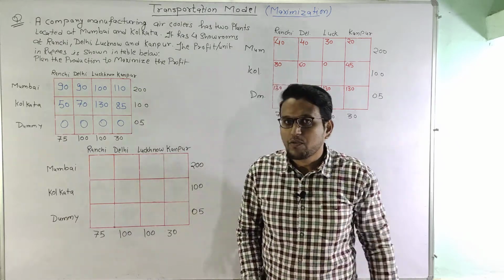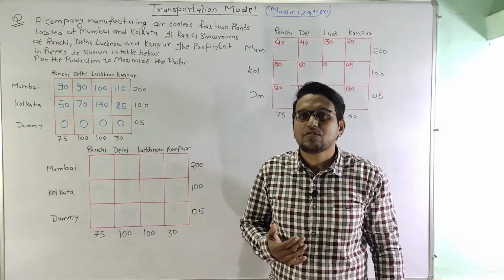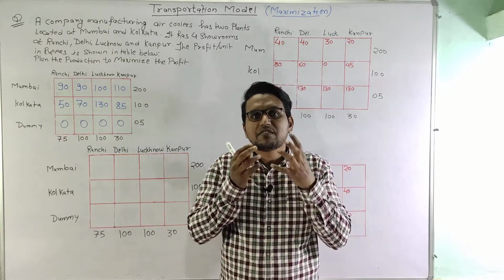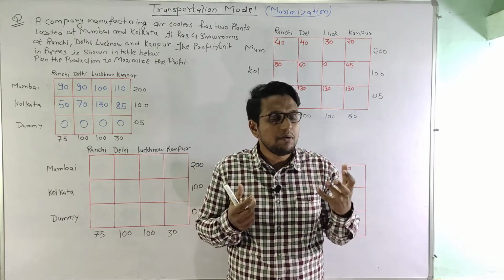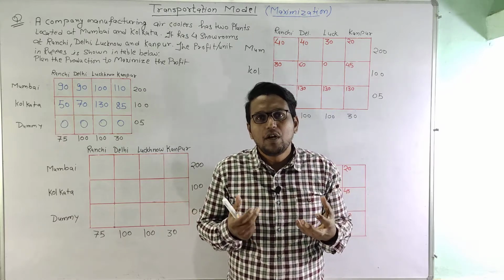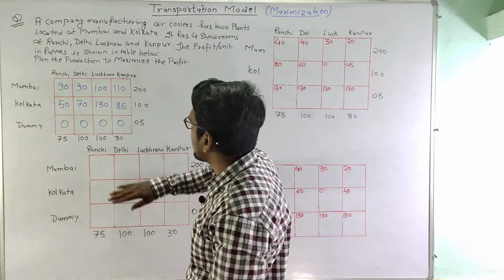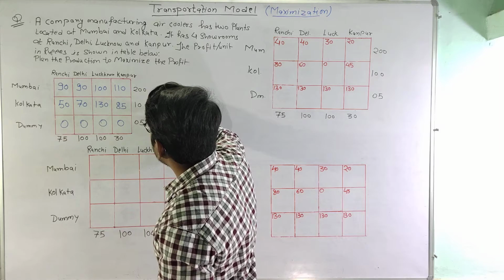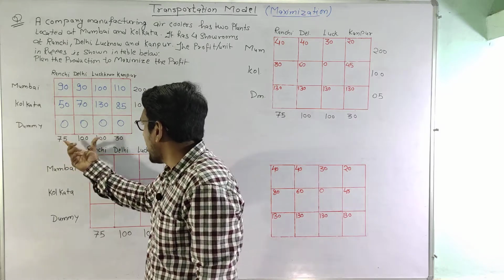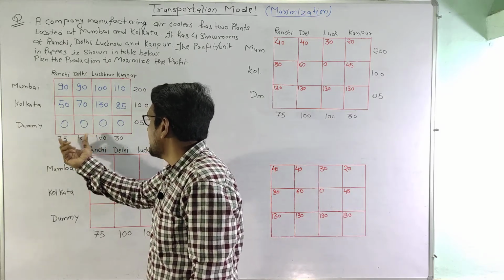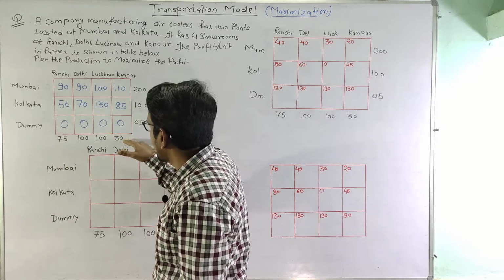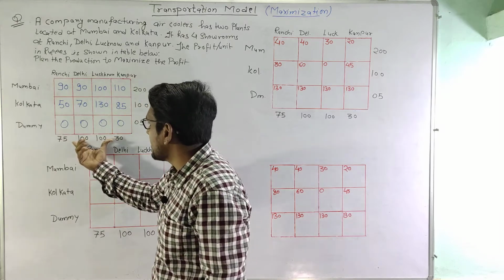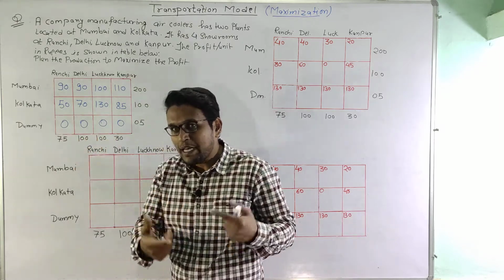So in this particular question, our objective is to maximize the profit. In every problem, we'll first see whether our problem is of balanced type or unbalanced type. So here we can see that we have total supply as 200 plus 300 and the total demand as 100, 200, 275 and this is coming as 305. So the total supply is 300 and the demand is 305. So it is an unbalanced problem.